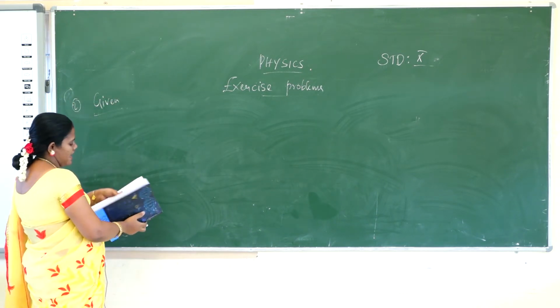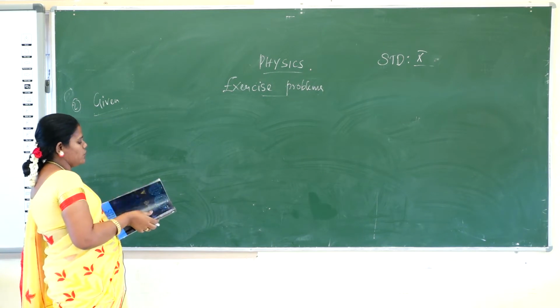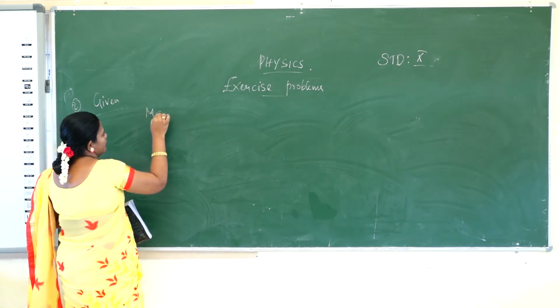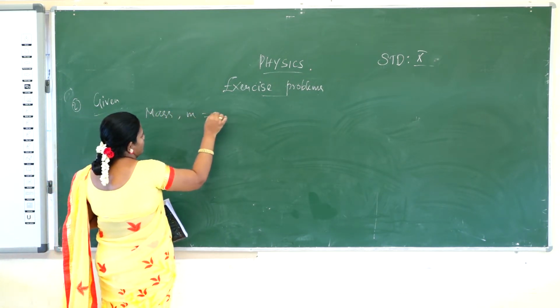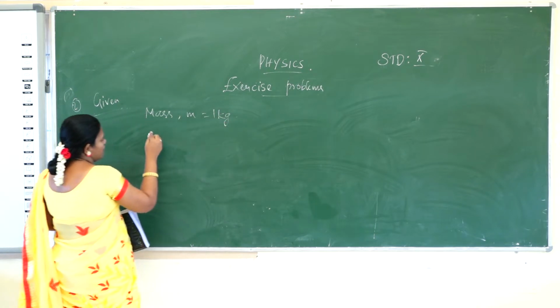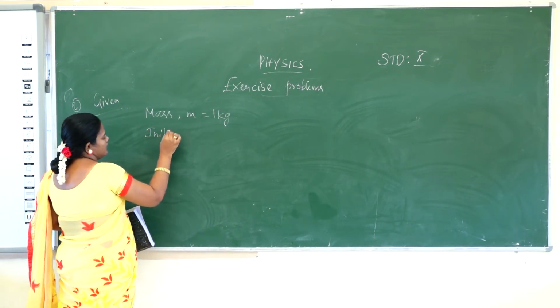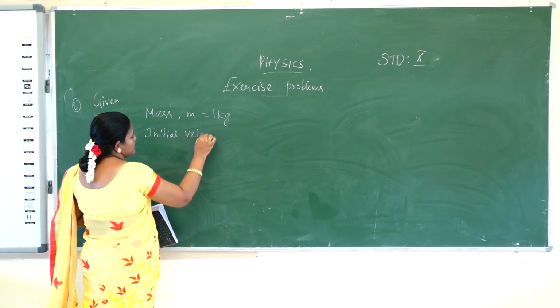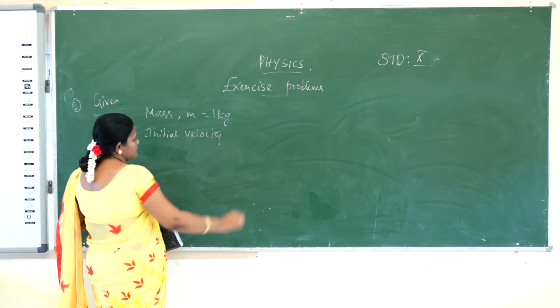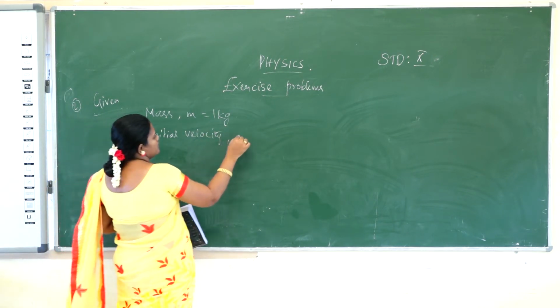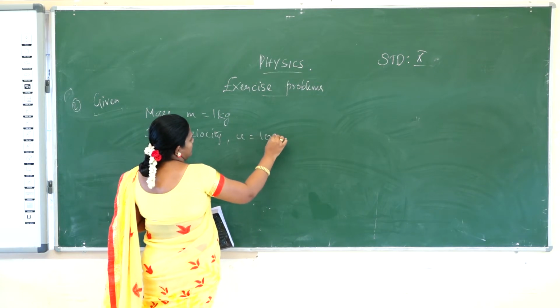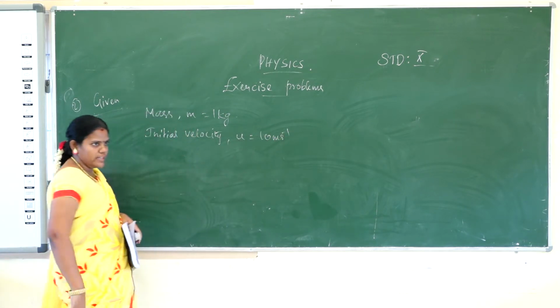The body has a mass of 1 kilogram, so mass m is equal to 1 kilogram. What is the initial velocity? The body has some velocity at first, that is the initial velocity, u is equal to 10 meter per second. What is the final velocity?